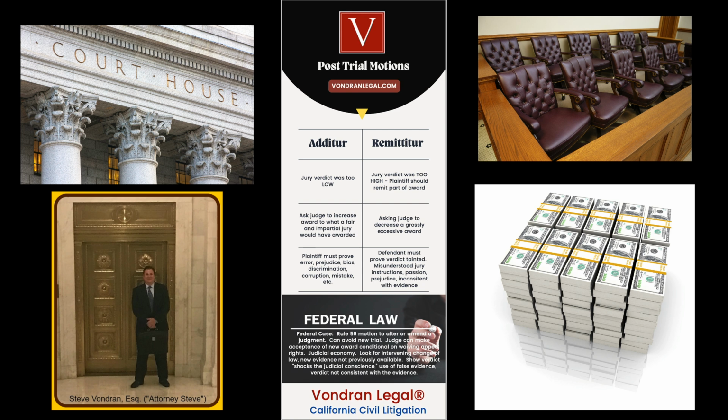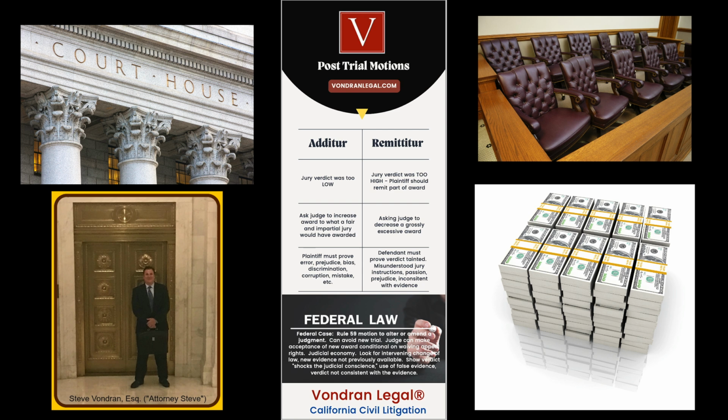What's the problem? Well, a judge is sort of the last resort. A judge can set aside a verdict with a judgment notwithstanding the verdict, and can also grant an additur motion. It is the plaintiff's burden in an additur motion to show that there was some kind of error. They must prove some kind of prejudice or bias, discrimination, corruption, or mistake of the jury. Something went wrong, like they misunderstood the jury instructions, or they were inflamed by passion or prejudice, or the award was inconsistent with the evidence provided at trial.